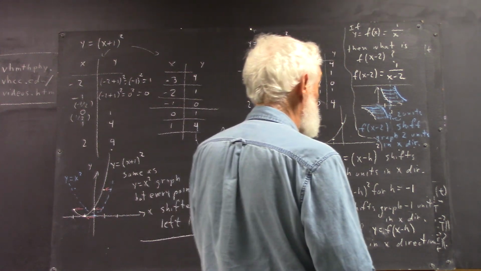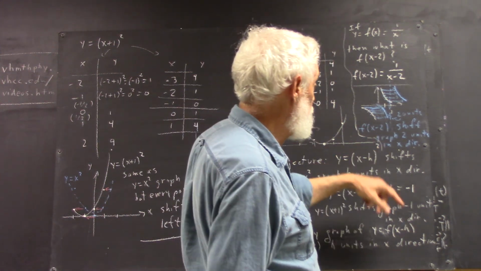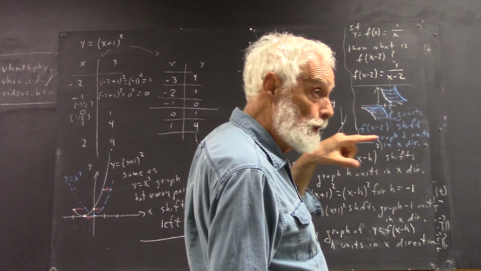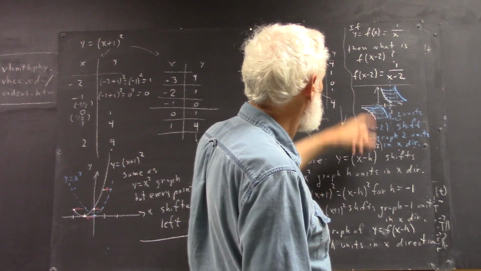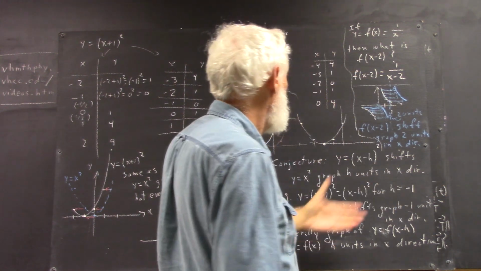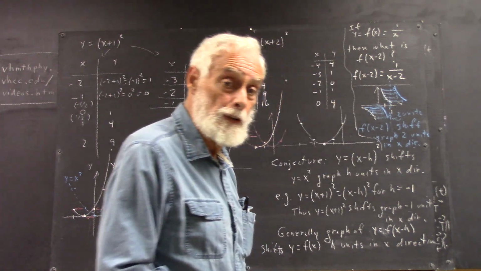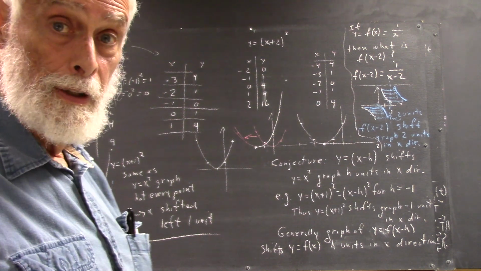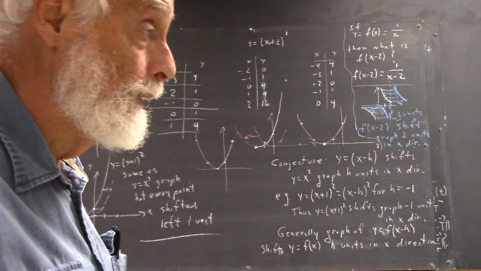Okay, so what I'm saying then is f of x minus 2 shifts the graph 2 units in the x direction. 2 units, that's plus 2. If it was x plus 2, it would shift it negative 2 units. That's the rule for shifting a graph in the horizontal direction. You replace x by x minus h, the graph shifts h units in the x direction.